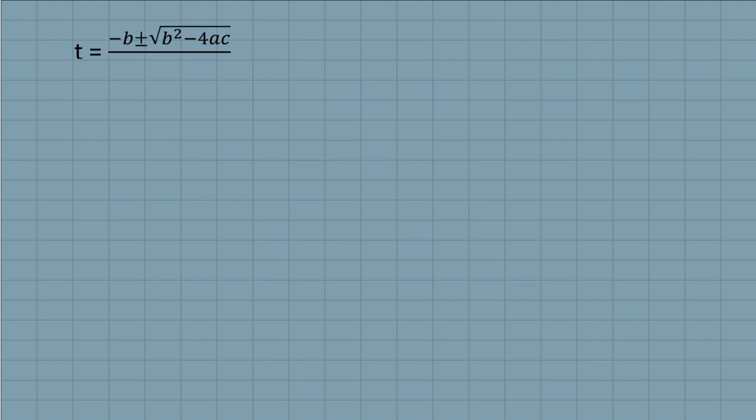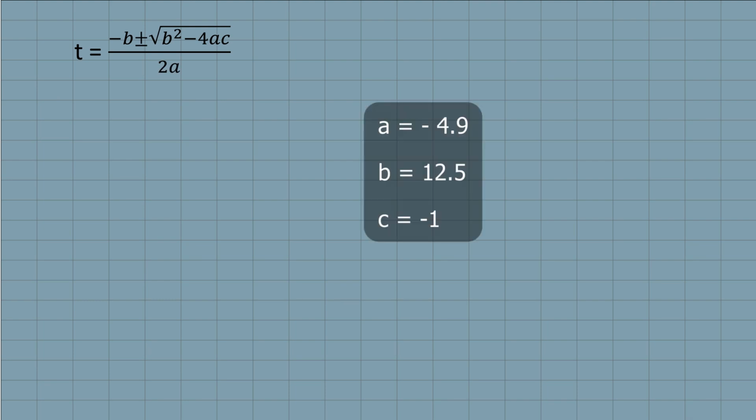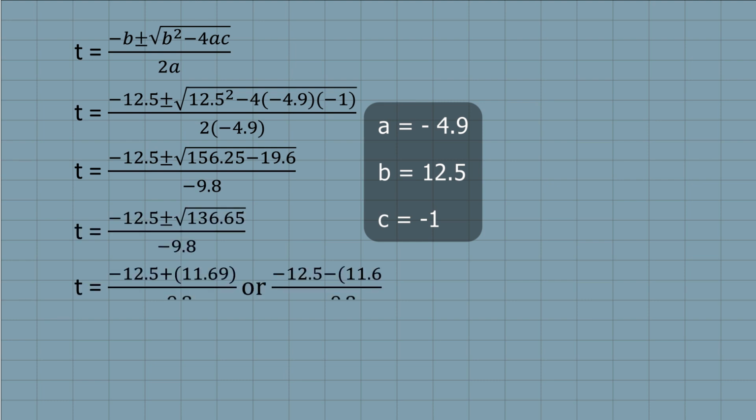There is our formula for t that we should all be familiar with. In our case, a is equal to negative 4.9, b is equal to 12.5, and c is equal to negative 1, as you can see. Now when we put the values in, we get two answers for time, 0.08 seconds and 2.47 seconds. We take the larger time because that's the time it took the ball to reach a height of 1 metre on the way down.